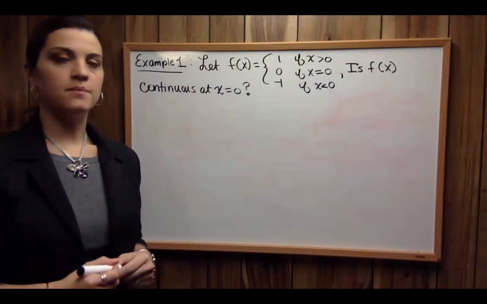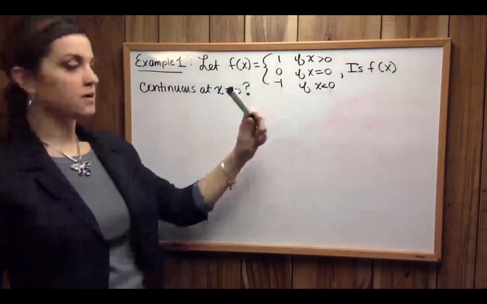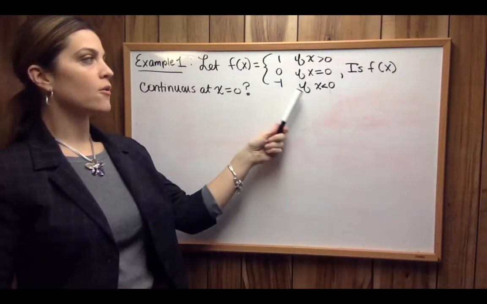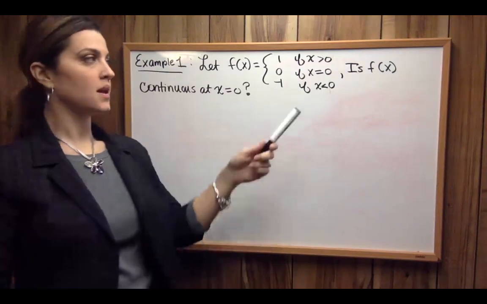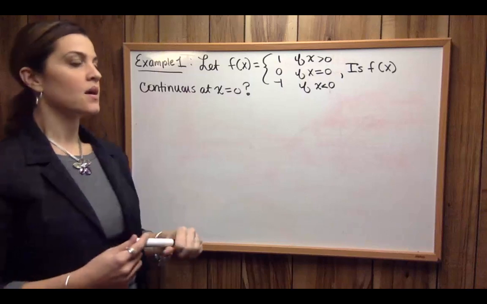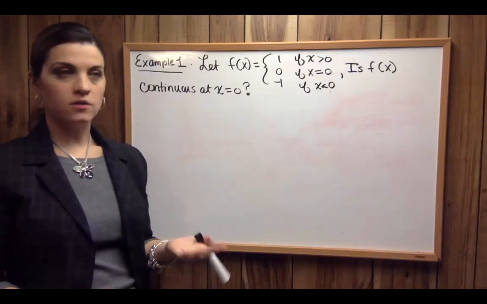Let's try this example. Let f of x equal 1 if x is greater than 0, 0 if x is equal to 0, and negative 1 if x is less than 0. Is f of x continuous at x equals 0? Now this is a piecewise function, so you might find it helpful to graph it.